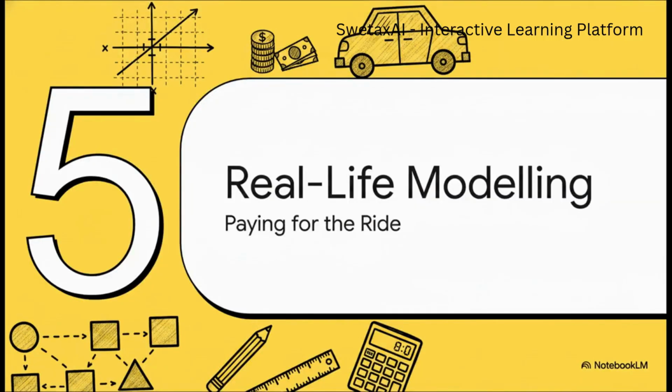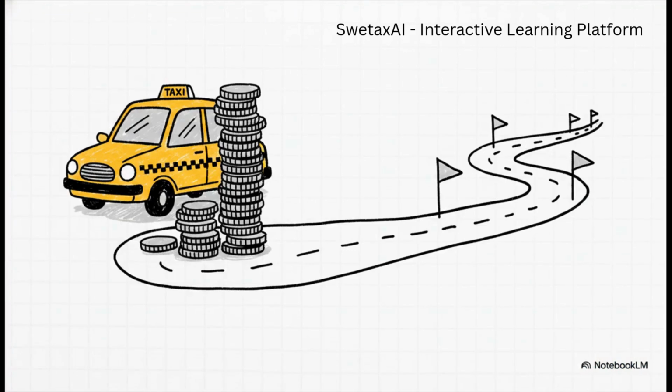And now, Section 5. Real-world math modeling. Paying for the ride. Let's bring this all together. Let's hail a cab across our grid city. Say a taxi charges a fixed base fee of 50 rupees just to get in the car. Then it's an extra 10 rupees for every single kilometer you travel. We can model this perfectly with our y equals mx plus c formula. The total cost is our y, the distance we travel is our x, that 10 rupees per kilometer, that's our rate of change, our gradient, the m.